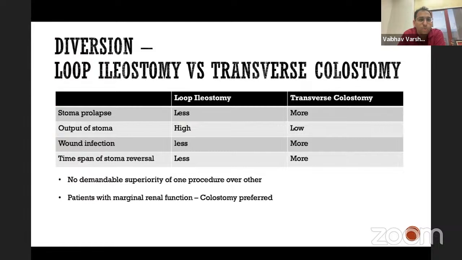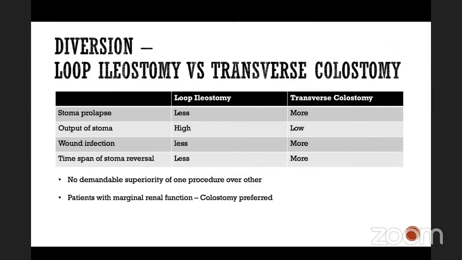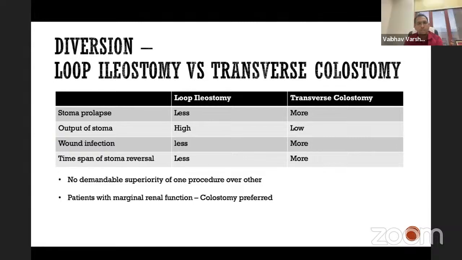So now, which stoma to make? We have the option of loop ileostomy or a transverse colostomy, because the descending colon has already reached the rectum for the anastomosis. So there is no demonstrable superiority of one procedure over another. But in terms of complications like stoma prolapse, wound infection, and time span of stoma reversal, it is less with loop ileostomy. However, as is obvious, the ileal effluents are liquid and the stoma output will be more in the loop ileostomy group as compared to transverse colostomy.